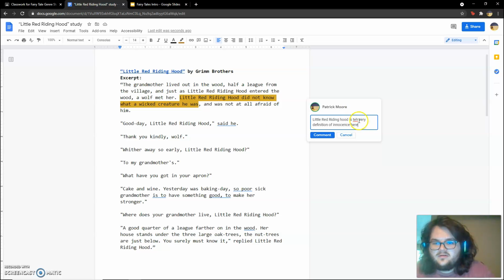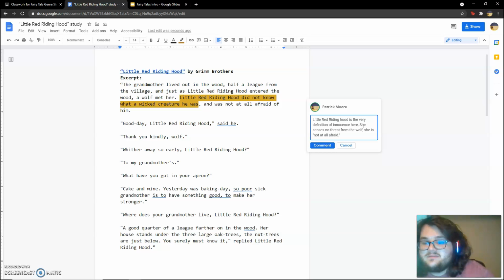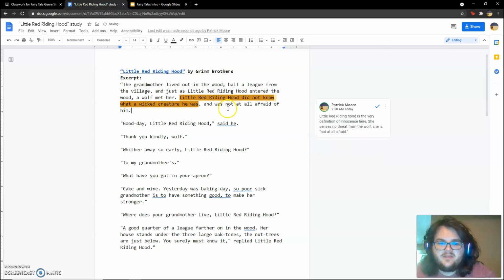Here, she senses no threat from the wolf. She is not at all afraid. So as you can see in this model, I used some textual evidence. I did my own analysis, and it was just a brief comment explaining my rationale for why I highlighted it, how I highlighted it.